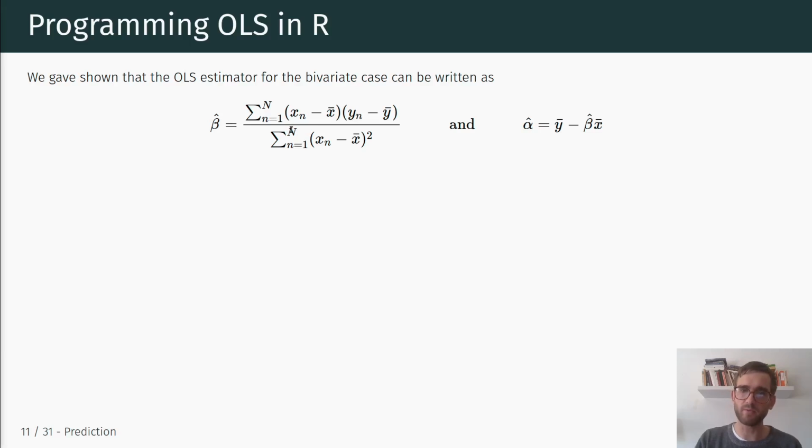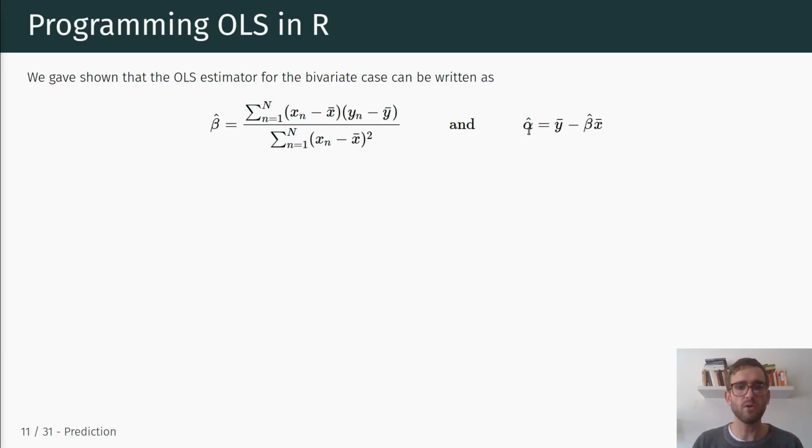But now we actually went through it step by step, and now you can confirm for yourself that the OLS estimator for beta can be written as the sum of xn minus x bar times yn minus y bar, divided by the sum of xn minus x bar squared. And once we have our parameter estimate for beta hat, we can plug in y bar and x bar as well as beta hat to get our estimate for the intercept.